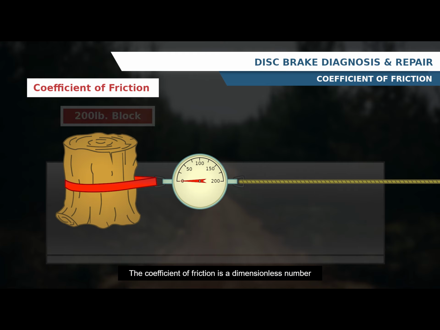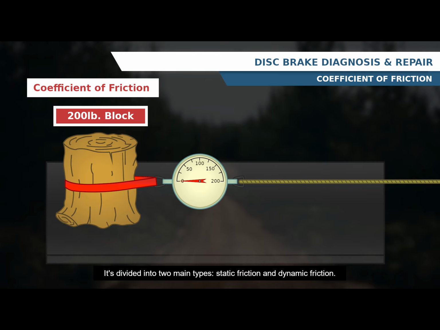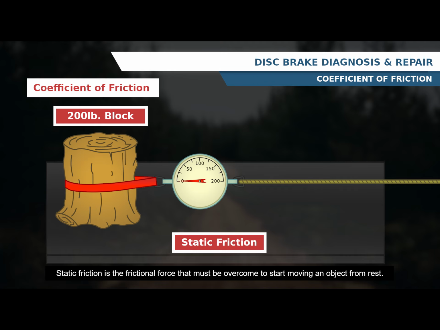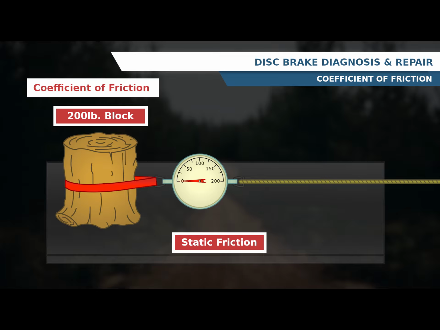The coefficient of friction is a dimensionless number that represents the frictional force between two surfaces. It's divided into two main types, static friction and dynamic friction. Static friction is the frictional force that must be overcome to start moving an object from rest. It's usually higher than dynamic friction.